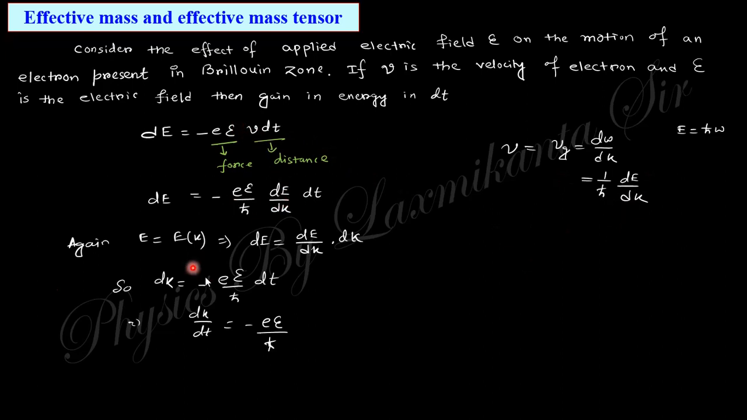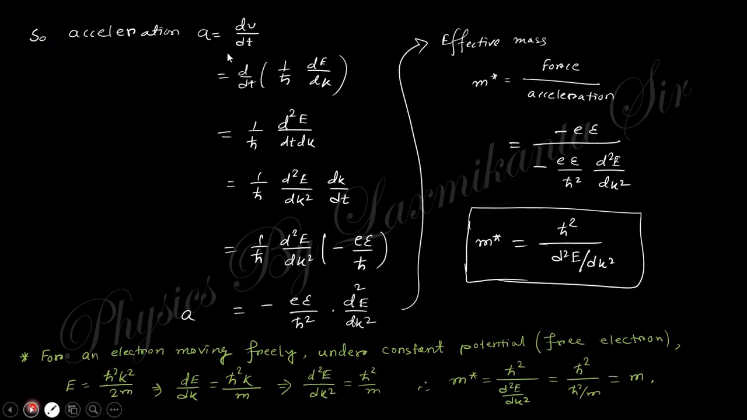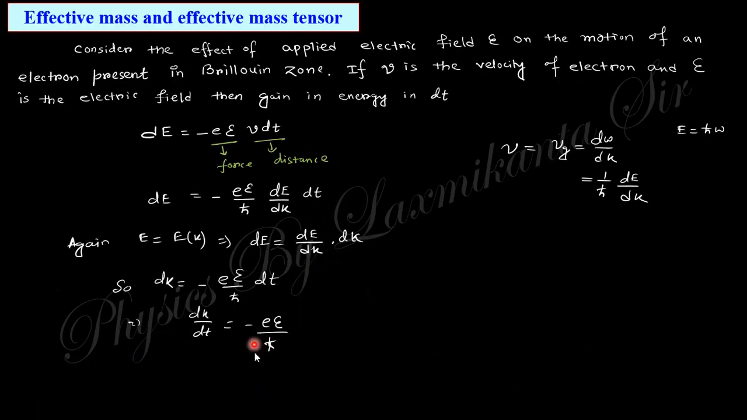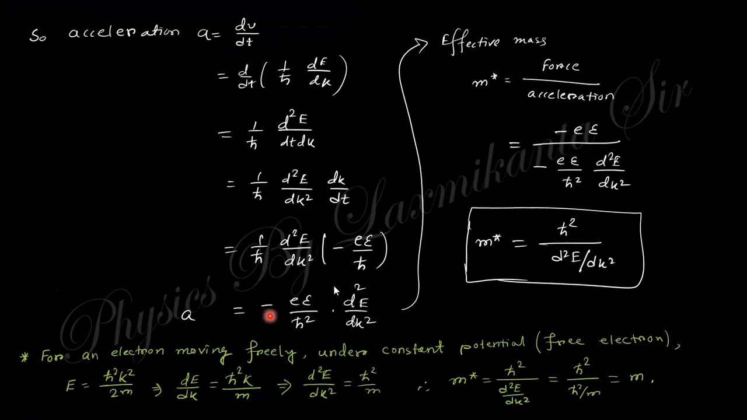Put this value of v here. Again, E is a function of k, so dE by dk is like that. If you compare these two things, you will obtain dk by dt equals this one, and the acceleration equals dv by dt. Put this value of a with this one. So finally you will obtain this, and dk by dt you have already obtained as minus e epsilon by h cross. Then the effective mass is nothing but force per acceleration. Force is minus e, and this is the acceleration, so this is the effective mass.